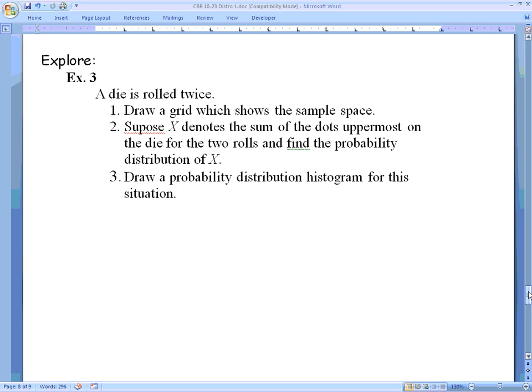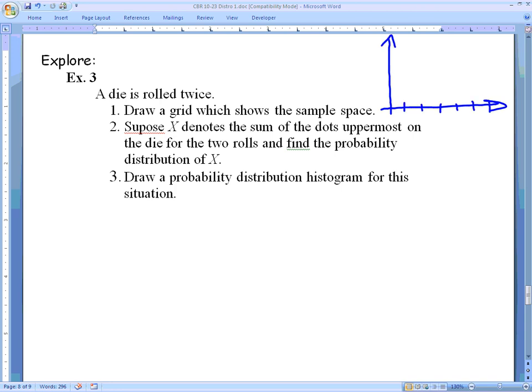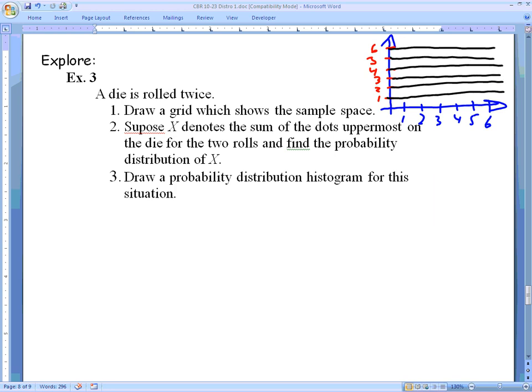So a die is rolled twice. Draw a grid which shows the sample space. We can do that. 1, 2, 3, 4, 5, 6. 1, 2, 3, 4, 5, 6. And as I draw the grid, all my different outcomes will be where this black line intersects with my green line.